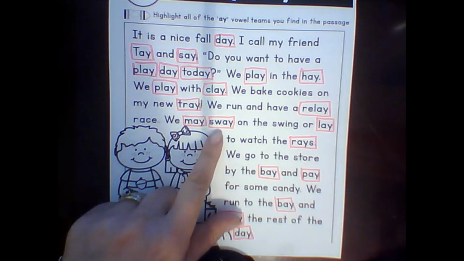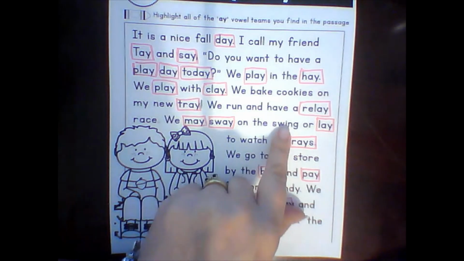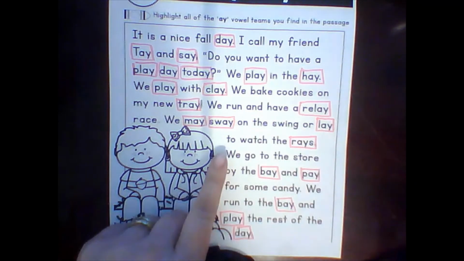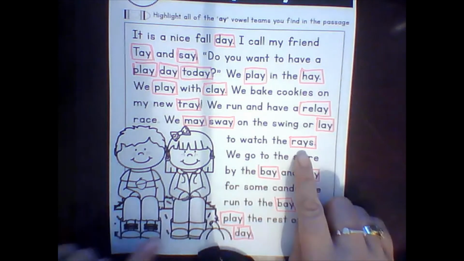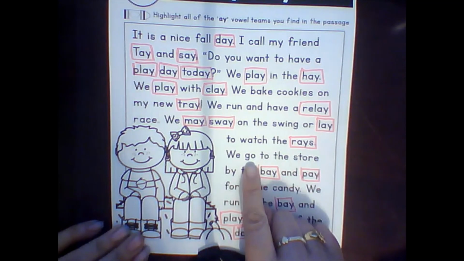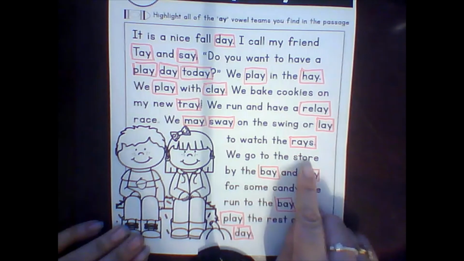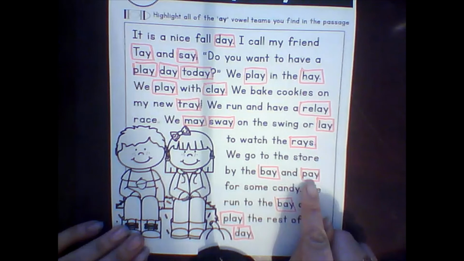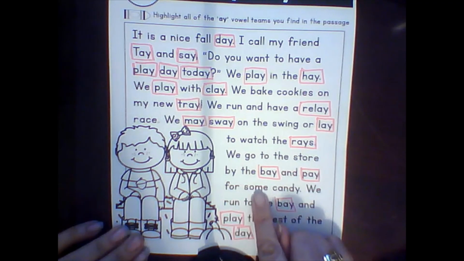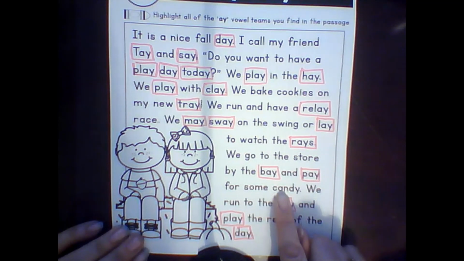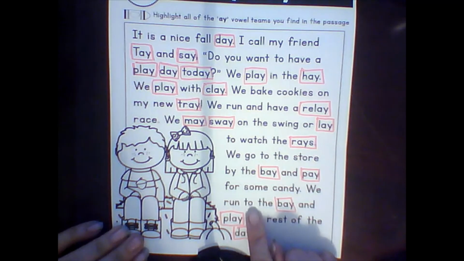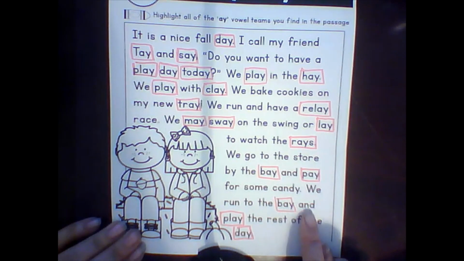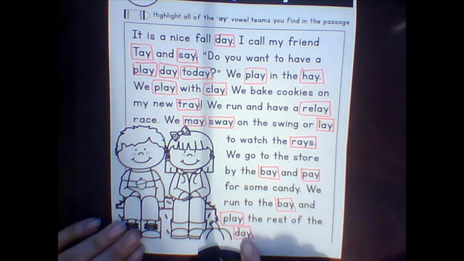We may sway on the swing or lay to watch the rays. We go to the store by the bay and pay for some candy. We run to the bay and play the rest of the day. Good job, guys. Way to go.